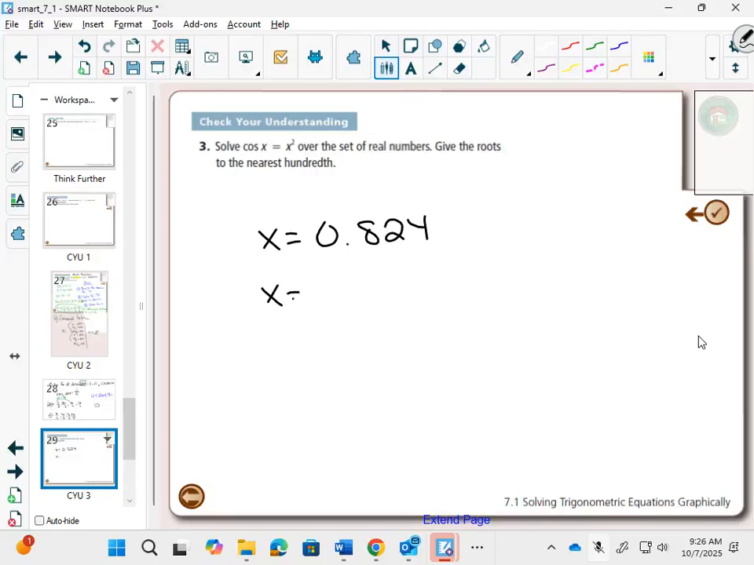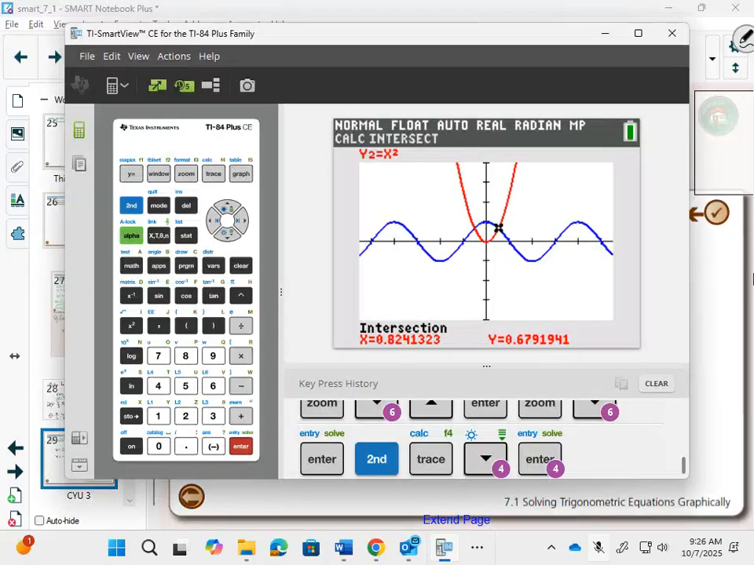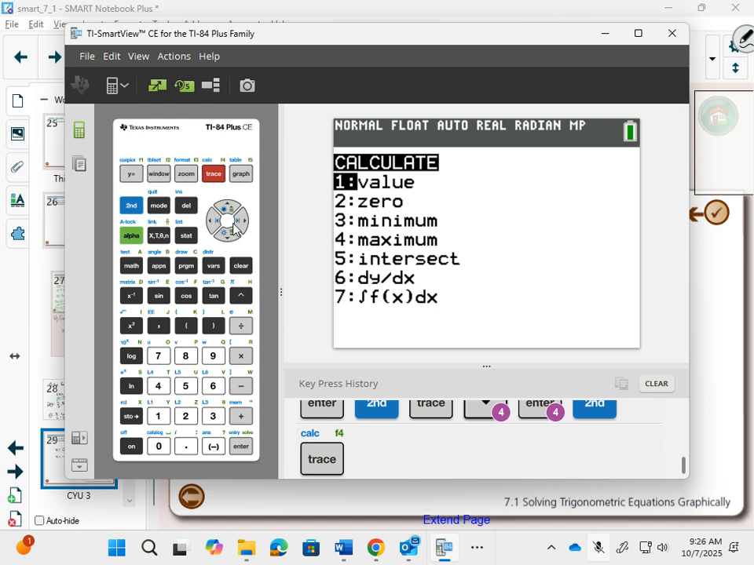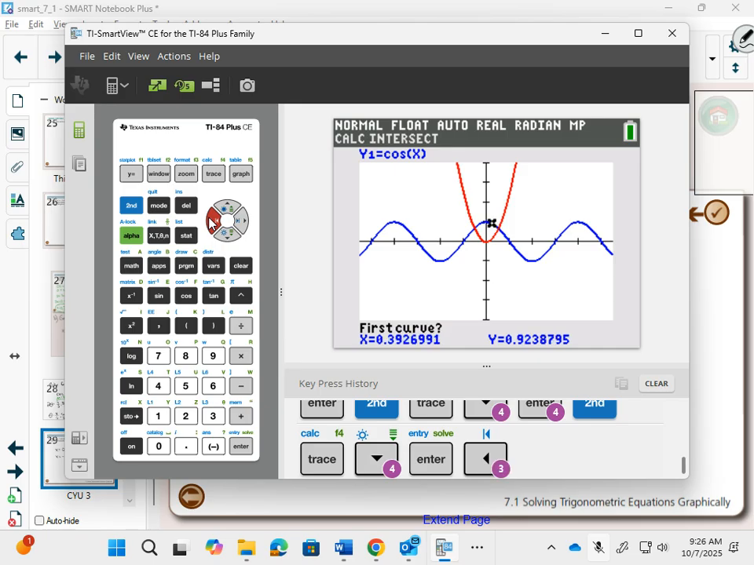And because I know parabolas are symmetrical, I know the other one's going to be negative 0.824. But you could also find it by doing it again, right? Second, calculate. I want to find number 5, the intersect again. I want to find the smaller one, so this time I have to move my cursor until it's closer to that one. Push enter 3 times. And it is negative 0.824.